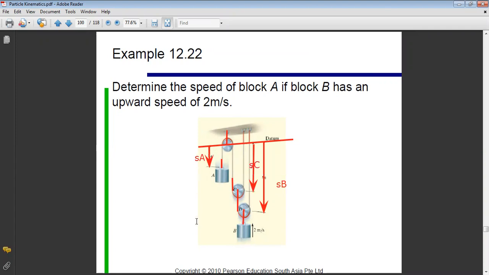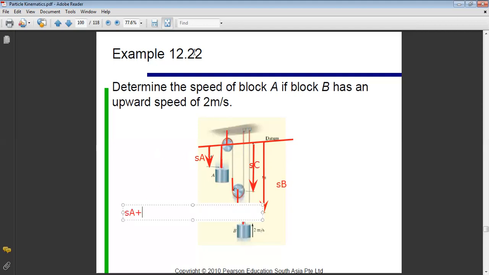To do this, we use the method where we express the total length of the chords. Now what is new in this problem is that we have two chords instead of three. So to start with, we will take the first chord which starts from here. For the first chord, when we go from this point to this one, we have SA. So for the first chord, we have SA plus.